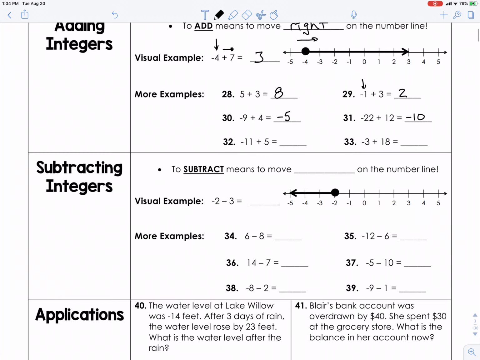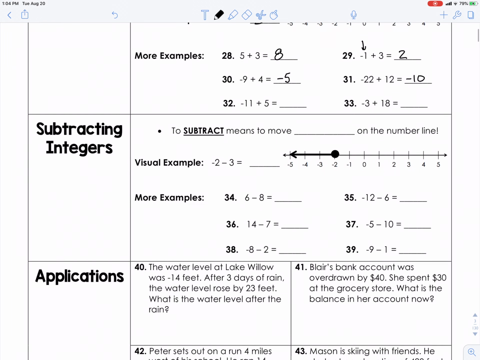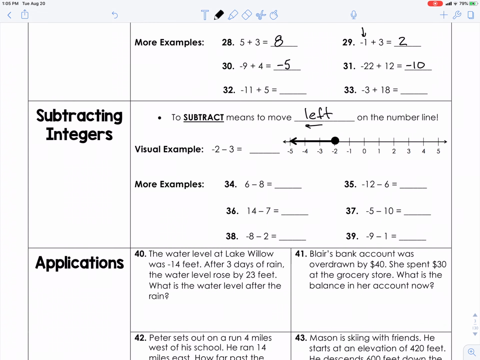Okay, we're going to move on to subtracting integers. To subtract means to move left on the number line. We always go left when we subtract. Now again, there's going to be a time in the future where you'll see some interesting things where you've got to realize that we're going to change direction sometimes, but we're going to go ahead with the simple instructions we have now. So we have to remember to move left.